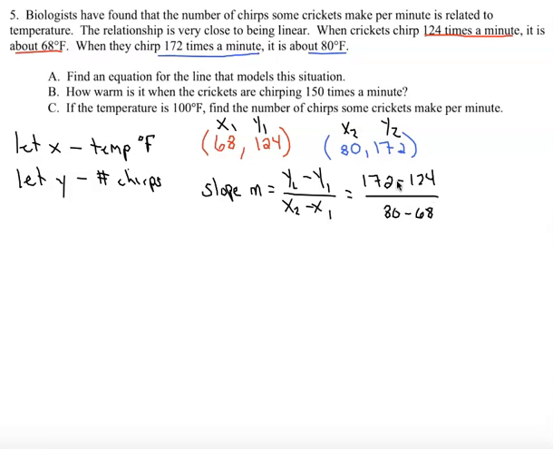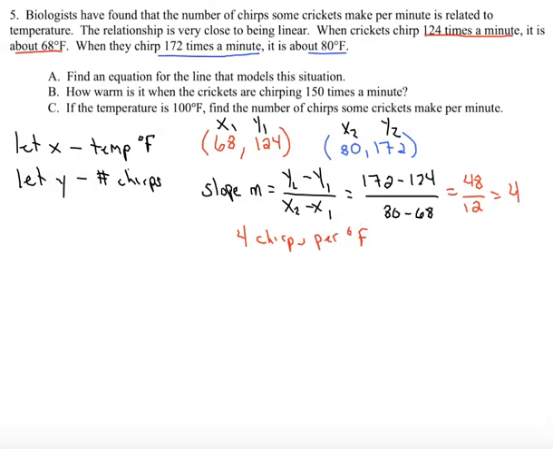I'll give you a second to work that out. If you did, you would get 48 in the numerator, 12 in the denominator, with the magic number of 4. What does that mean? 4 chirps per degree Fahrenheit. So as you get an increase of 1 degree, you should see an increase of 4 chirps per minute. So every degree increase in Fahrenheit will have 4 more chirps. You'll hear 4 more chirps.